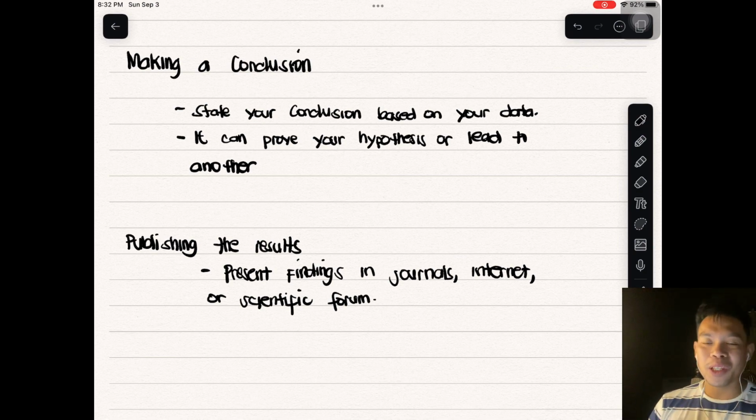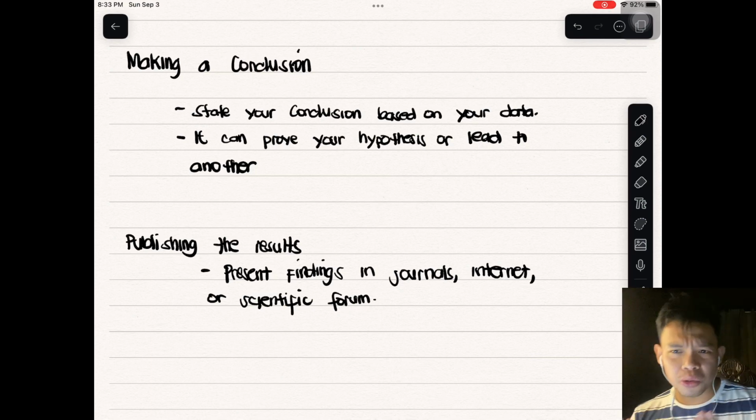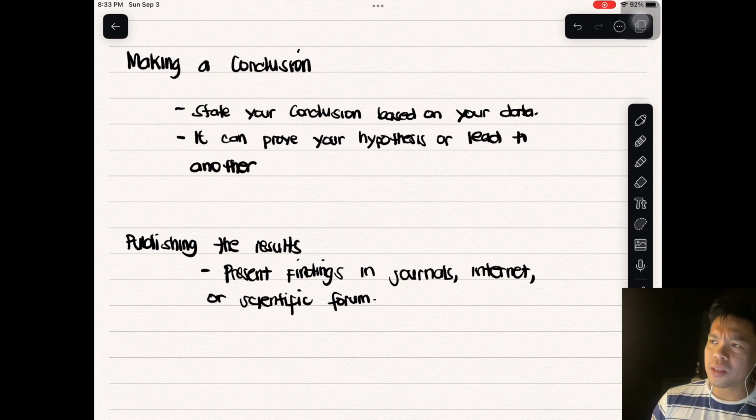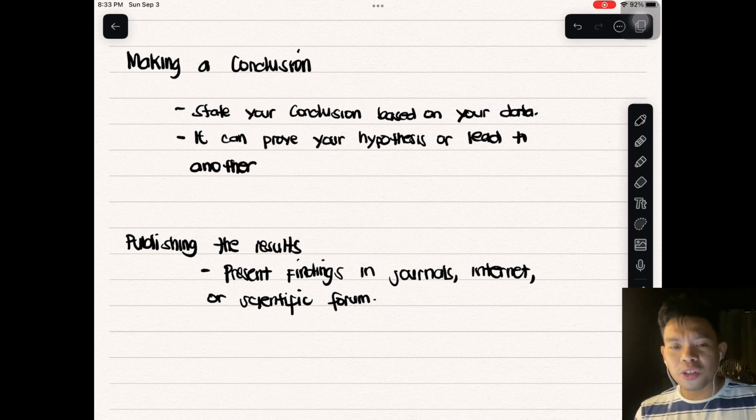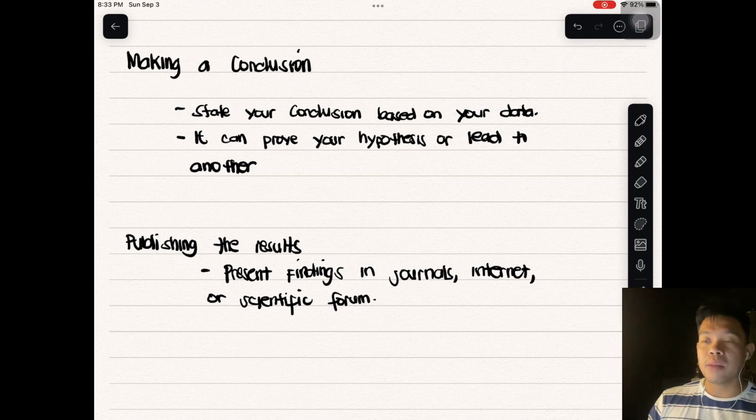And lastly, we need to publish our results. Publishing our results includes presenting our findings in a scientific community, publishing it in books and journals. You also need to have a science fair in the academic year, which can be expressed all throughout your presentations, the experiments you've done using the scientific method.